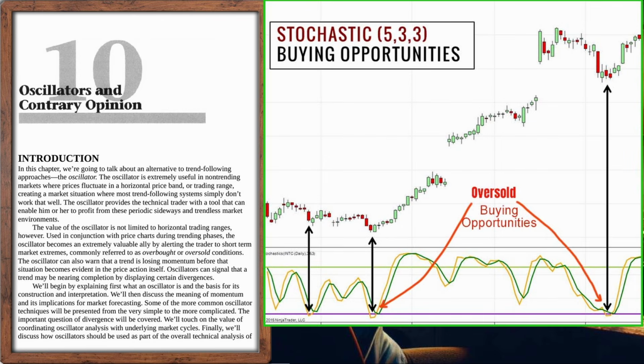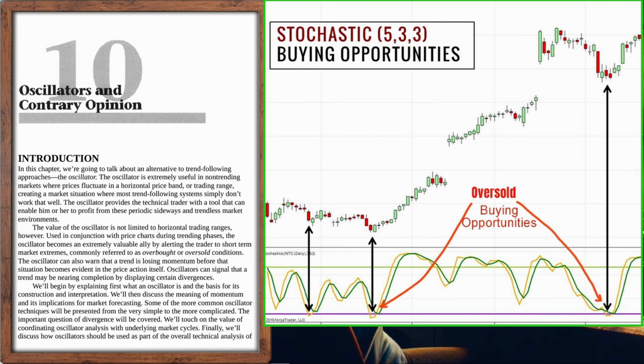The value of the oscillator is not limited to horizontal trading ranges, however. Used in conjunction with price charts during trending phases, the oscillator becomes an extremely valuable ally by alerting the trader to short-term market extremes, commonly referred to as overbought or oversold conditions. The oscillator can also warn that a trend is losing momentum before that situation becomes evident in the price action itself. Oscillators can signal that a trend may be nearing completion by displaying certain divergences.